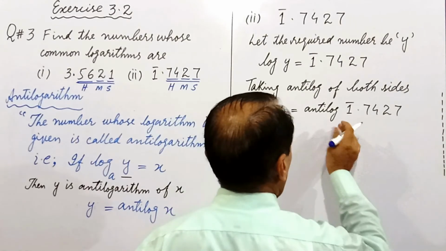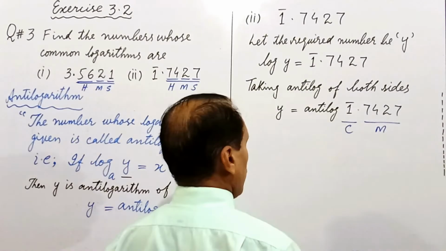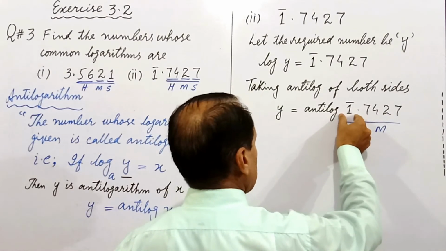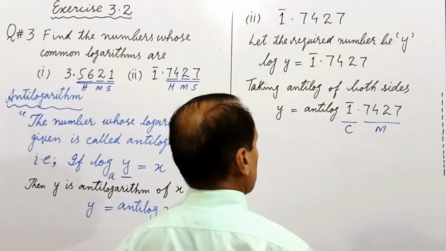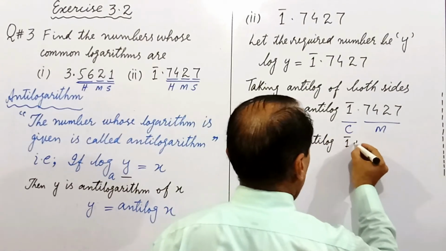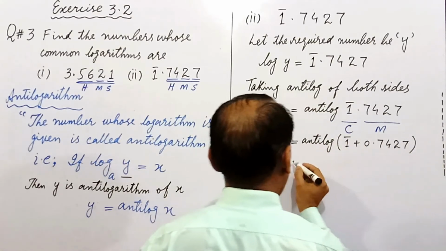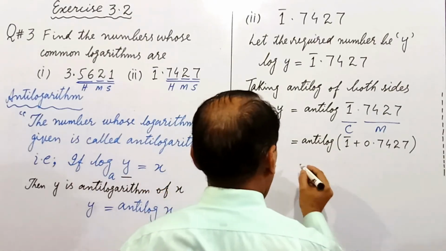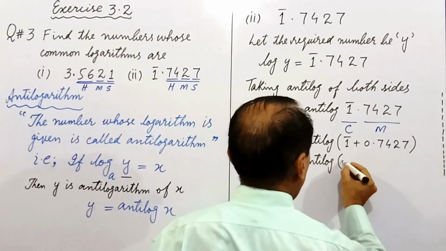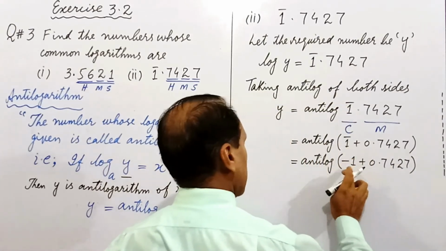If you recall the definition of logarithm, we know that the logarithm is the sum of characteristic and mantissa. Here we have the same phenomena for anti-logarithm. 1 bar is the characteristic and 0.7427 is the mantissa. For using a scientific calculator, we first separate them, as the calculator does not understand what 1 bar is. It is not fed into it, so we write anti-log of bracket 1 bar plus 0.7427. We write minus 1 plus 0.7427, as we know that 1 bar can be written as minus 1.